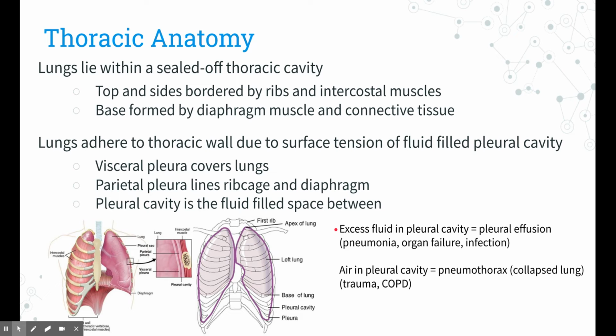If air gets into that pleural cavity, it's known as a pneumothorax. That can lead to a collapsed lung because it changes that surface tension and the very carefully balanced pressure between the internal part of the lungs and the outside environment. Most common cause of a collapsed lung is trauma or puncture to the thoracic cavity, but it can also be caused by other diseases. COPD, for example, can cause air to collect in that pleural cavity and the lungs to collapse.